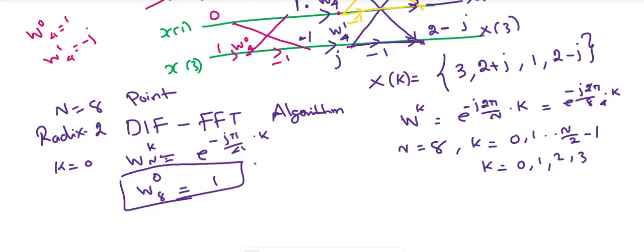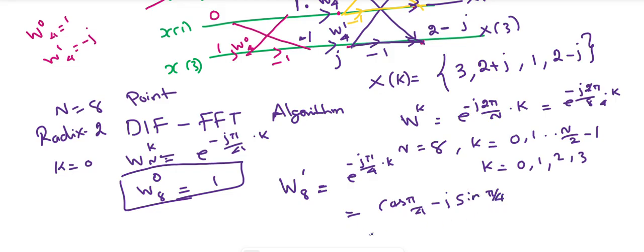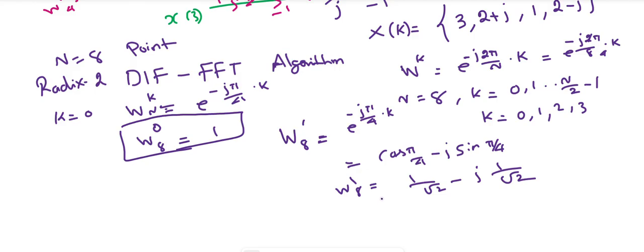Similarly we calculate W_8^1, which is equal to e^(-jπ/4) for k equal to 1, so cos π/4 minus j sin π/4, which is equal to 1/√2 minus j 1/√2. So this is W_8^1.